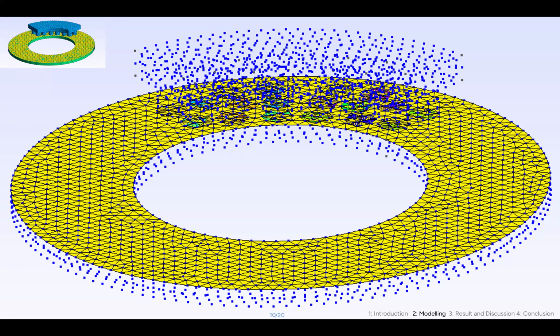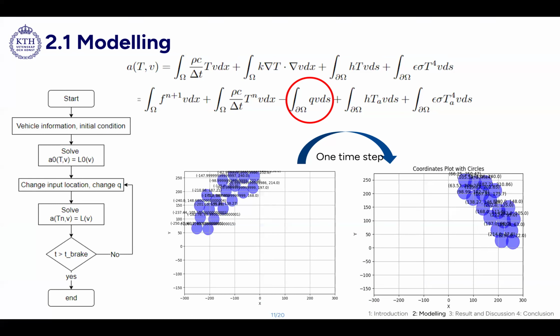Our contact area is this colorful part, the rubbing element part. Because the brake disc is moving, this heat flux input part should also move. For this time step, the input heat flux is here, and the next step it will be more to here than to here. If we go to the next step, yep.